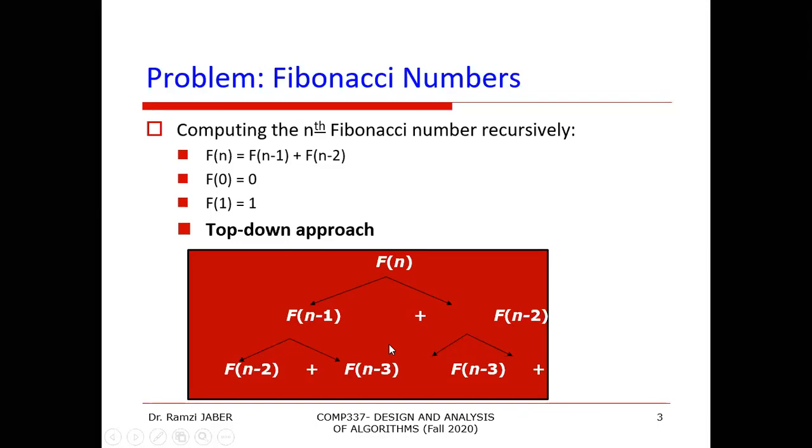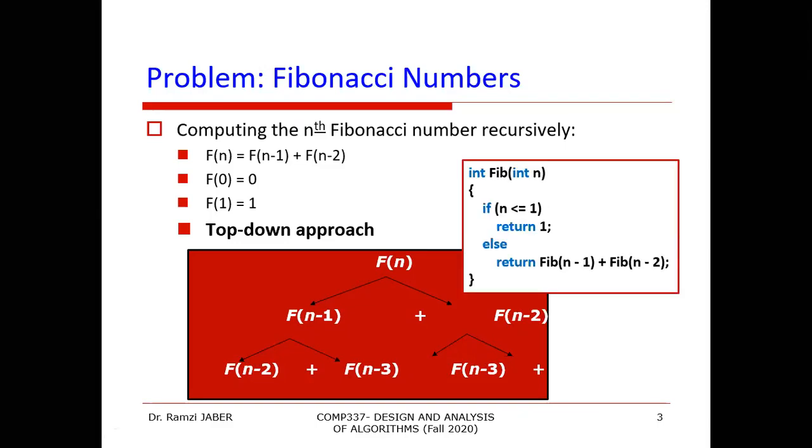Okay, it's a disadvantage. The algorithm will be int fib(int n): if n is less than or equal to 1, return 1, else return recursively fib(n minus 1) plus fib(n minus 2). So this algorithm, or this pseudocode, will solve this Fibonacci series from the top-down approach.